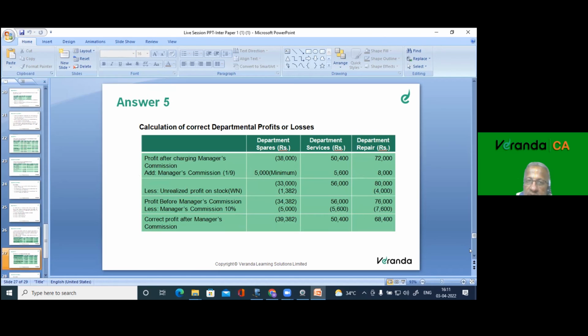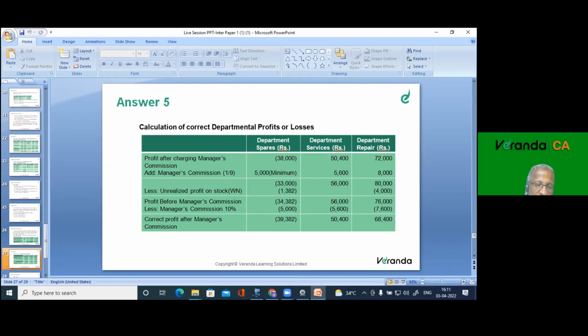See, when they are given 38,000, 50,000, 72,000, this is after charging commission. Before charging commission, where it is 10%, on after it is 1/9. And they also understood that there is a minimum amount that you have to work out, that being 5,000. See, when a department is reporting loss, how do you expect them to charge commission? So therefore 5,000 they would have paid. That is what we understand.